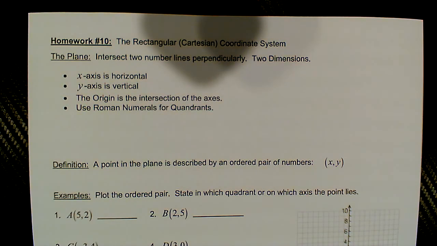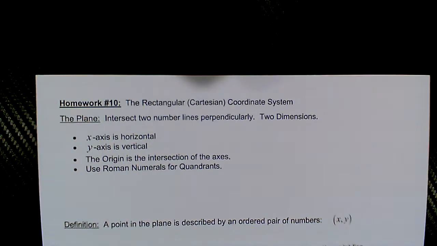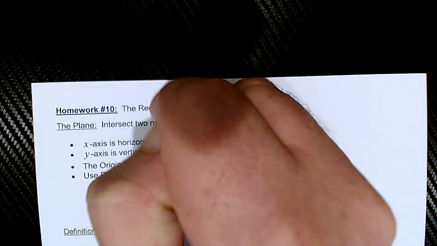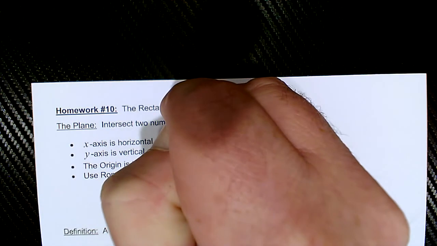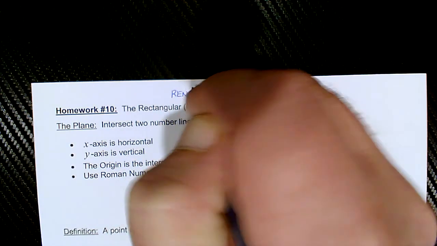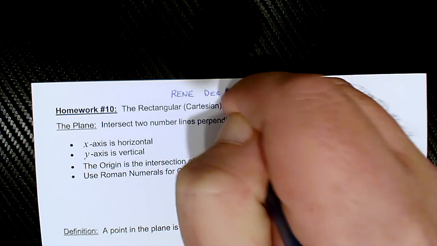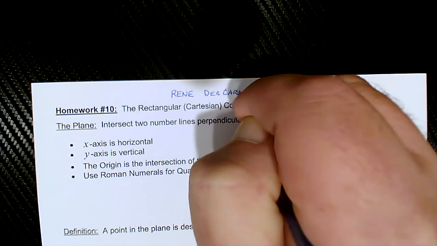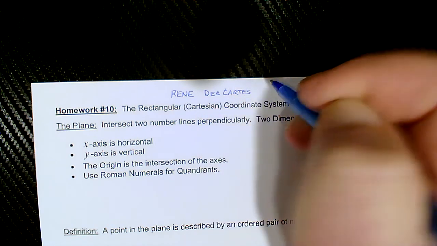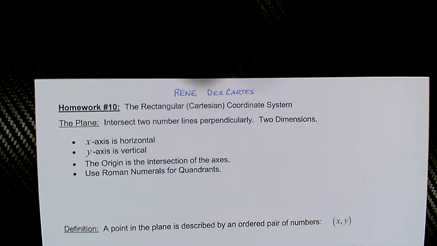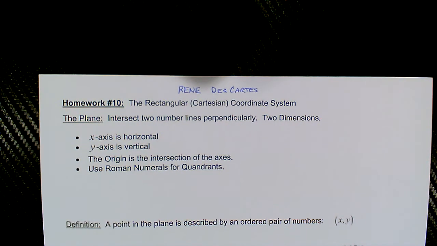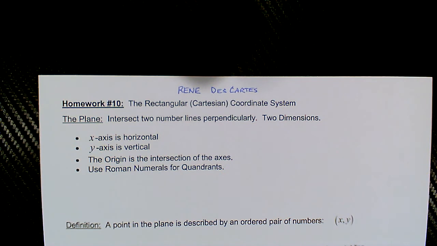Hello everyone. This is homework number 10, the rectangular or Cartesian coordinate system. And we use the term Cartesian with reference to Rene Descartes. He was a famous mathematician and philosopher from the late 1600s, early 1700s.